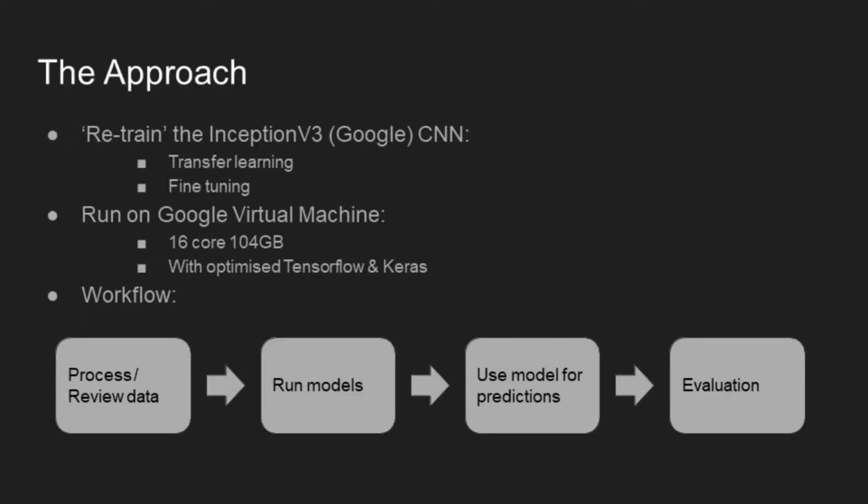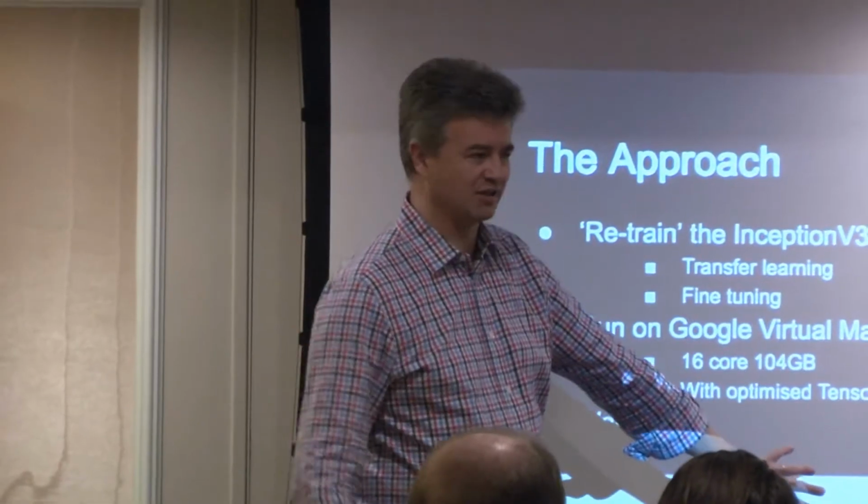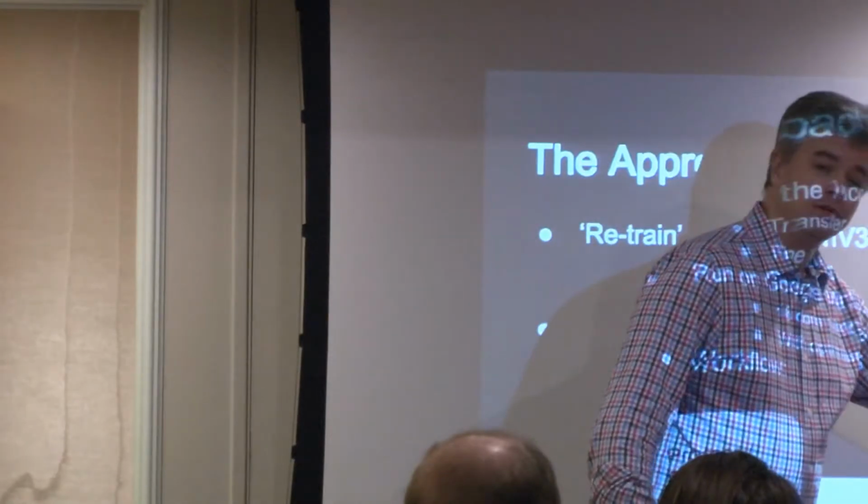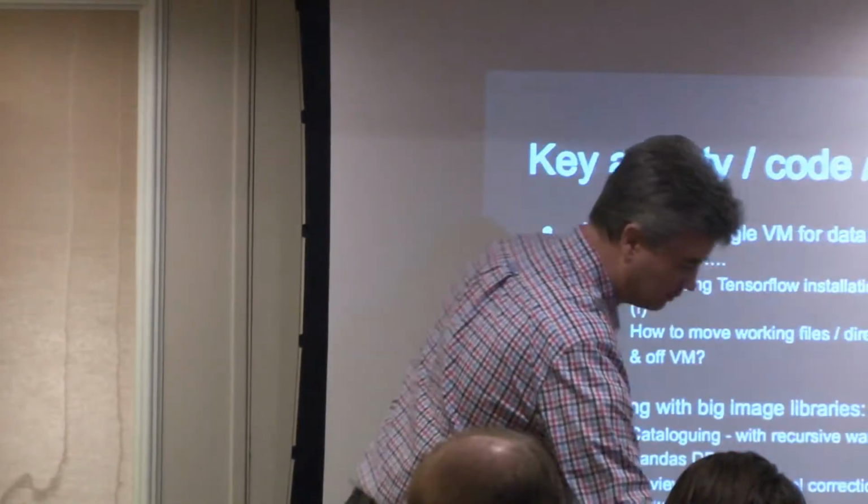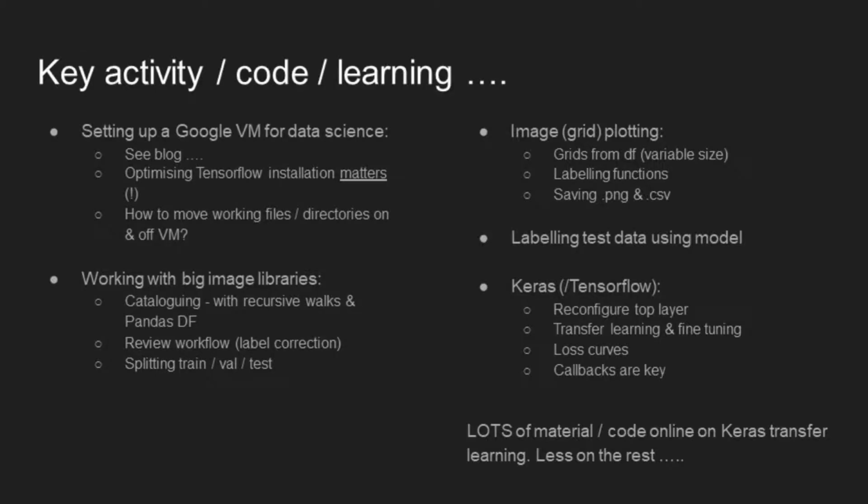This was running on quite a hefty Google virtual machine, a 16-core, 104 gig machine in the cloud. One run was taking about 12 hours on that. So the workflow here is a lot of processing and reviewing the data. Actually running the models, once you've got the machine configured, was largely hands-off, just let it get on with it. Making the predictions and then taking a look. What's the key activity in there?